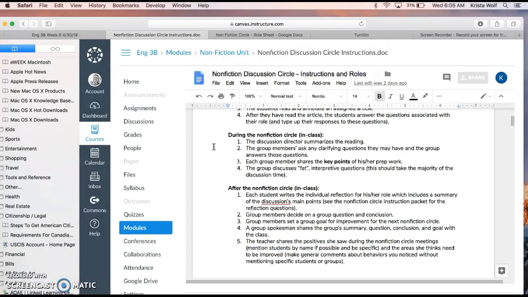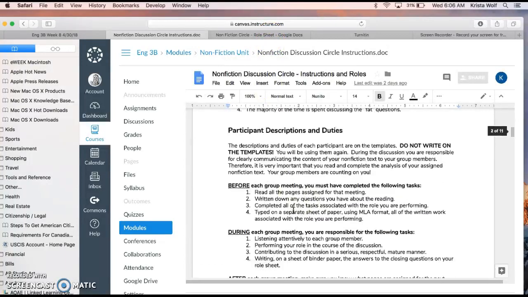So the third part here: each person shares the key point of his or her prep work. Key points, meaning you want to explain, for example, I was the bias finder, and so part of my task was to go through and look for wherever the author was inserting his own opinions. Maybe he didn't say it directly, but you could really tell that this particular person had a leaning, a bias in one direction. So you're going to go through those details that you found.